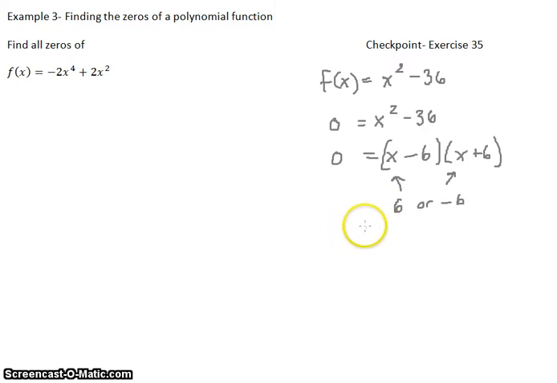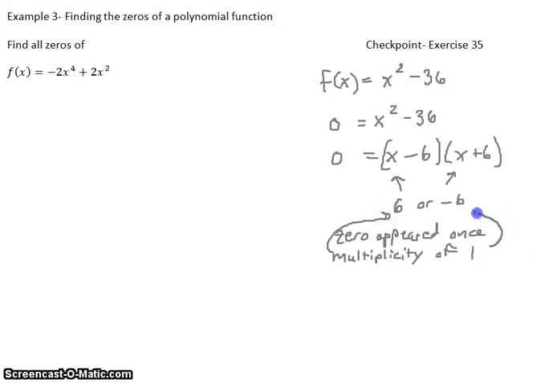Now, each zero only appeared once. So it has a multiplicity. I haven't talked about this in class, but it has a multiplicity of 1. So each one has a multiplicity of 1. Okay? So you might ask, what is an example of something that has a multiplicity of something other than 1? Well, I'm going to show you one right now.